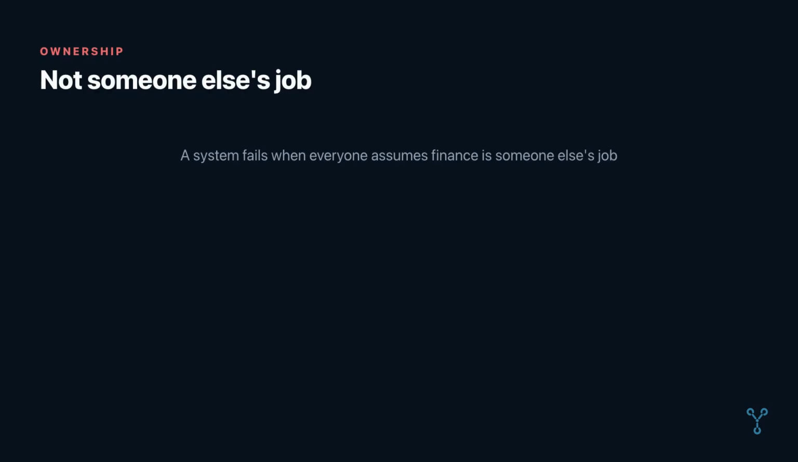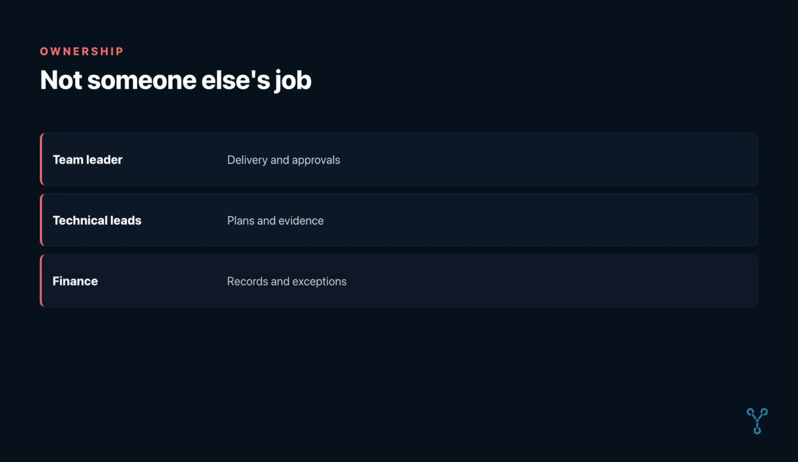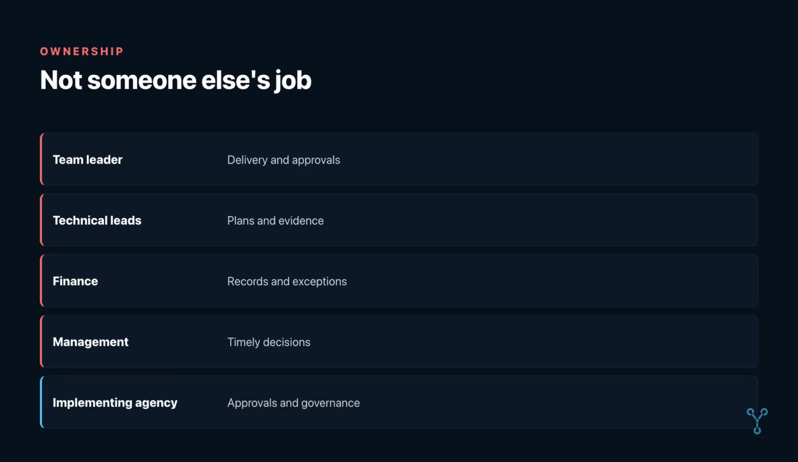Make ownership clear. A system fails when everyone assumes finance is someone else's job. The team leader owns delivery and approvals within their authority. Technical leads provide accurate plans and evidence of work. Finance maintains the control records and raises exceptions. Management makes timely decisions on cash, risk, resourcing, and changes. The implementing agency retains its own role in approvals and project governance.